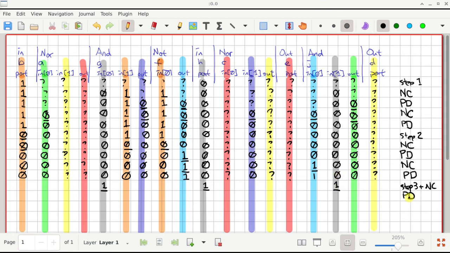So now with this PD, I'm going to have to specify what is the output here. This is the first one. Would it change from before?